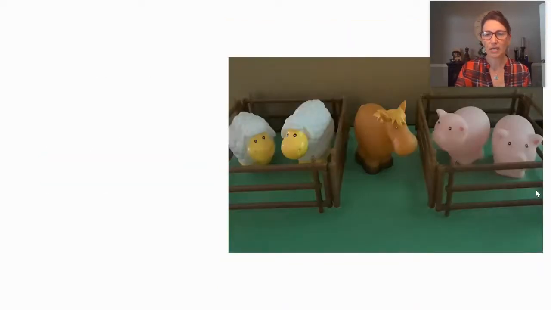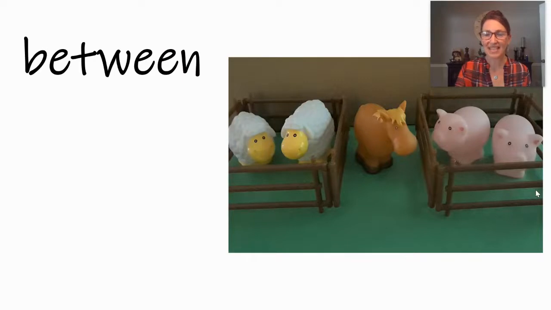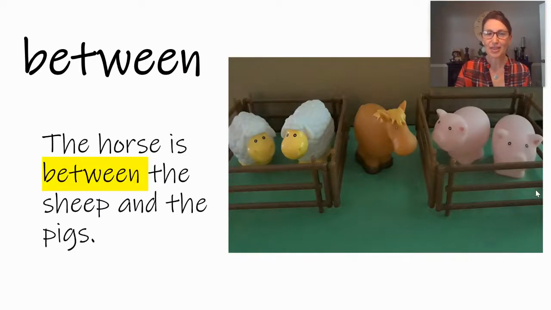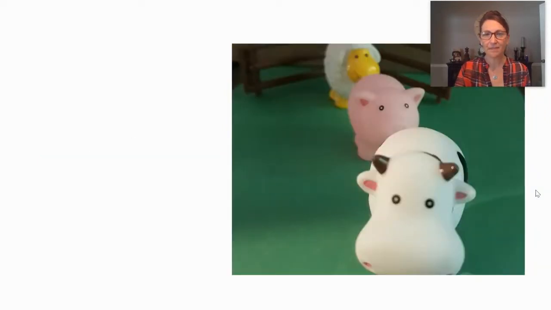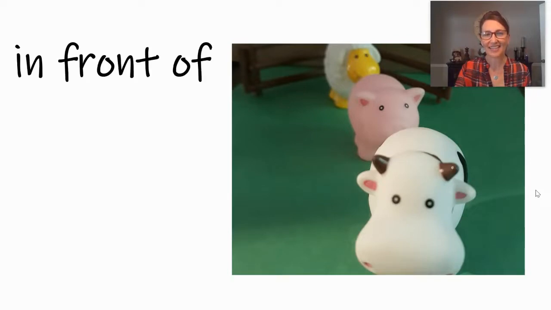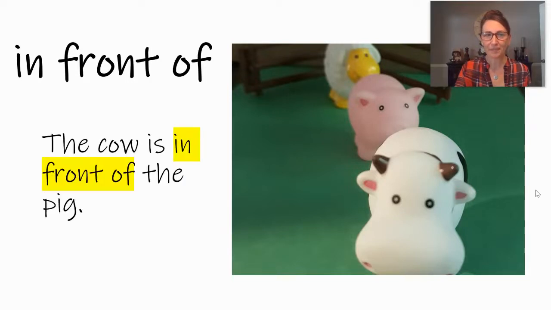Where is the horse? Between, yes. The horse is between the sheep and the pigs. Or you could say the horse is between the fences. Where is the cow? You guys will know this one. In front of. The cow's being the line leader. The cow is in front of the pig.